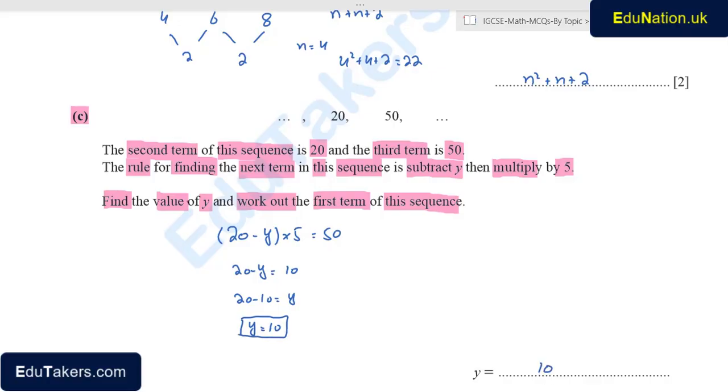Now we have to work out the first term of this sequence. Let's say the first term of this sequence is x. Then x minus y multiplied by 5 equals 20. The value of y is 10. This will be equal to 4. So x is equal to 4 plus 10, which is 14. So the first term is 14.